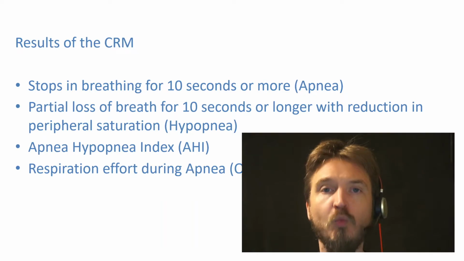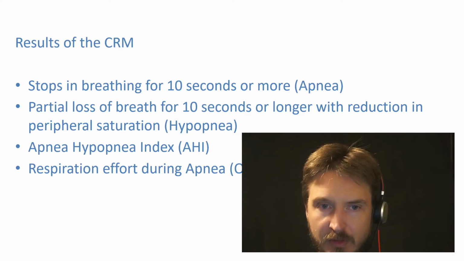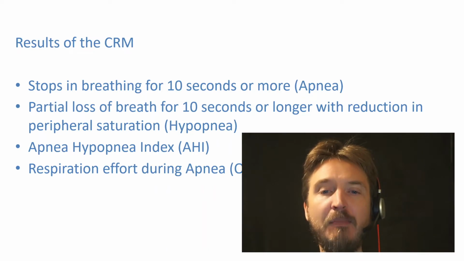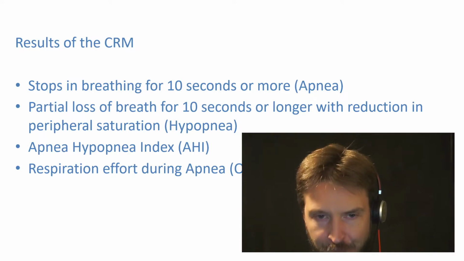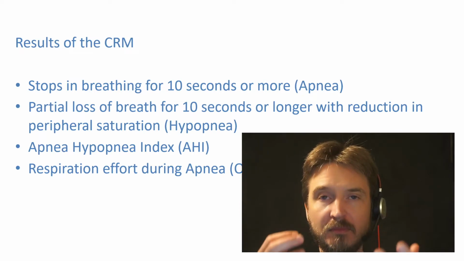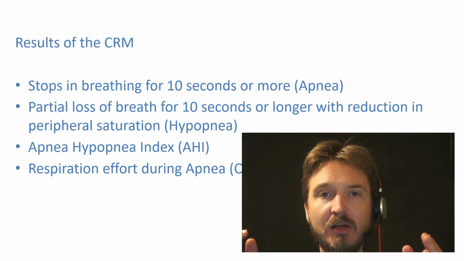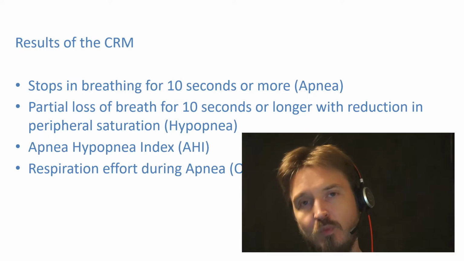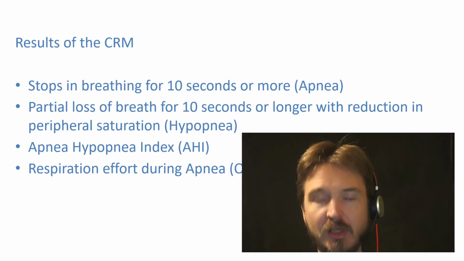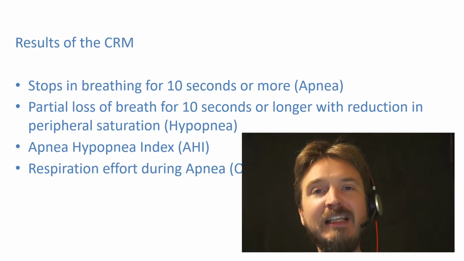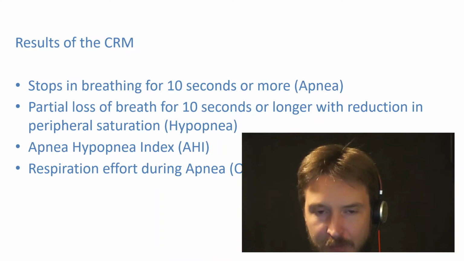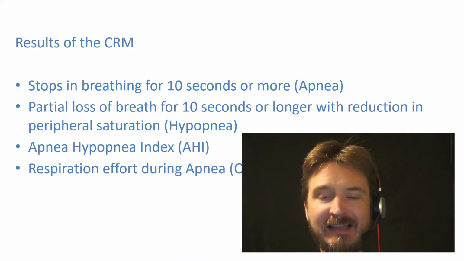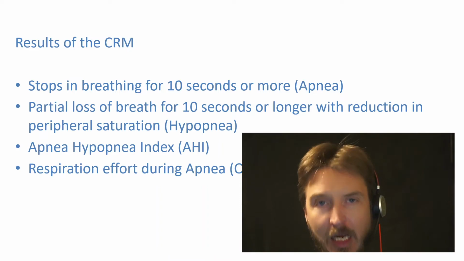What do we look for when we look at the results from this cardiorespiratory monitoring? We actually measure episodes where you stop breathing for more than 10 seconds. That's an apnea. We also measure periods where there's less than normal breathing with a decrease in saturation. So you try to breathe, but there's not really enough air going through your throat and into your lungs. That's a hypopnea.